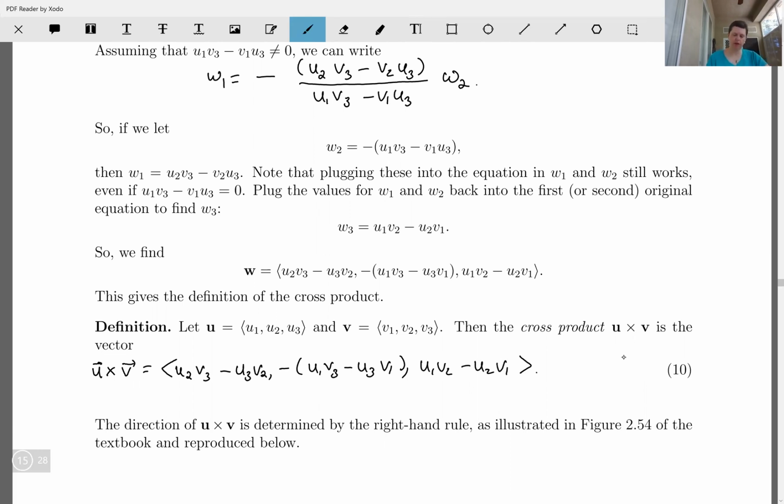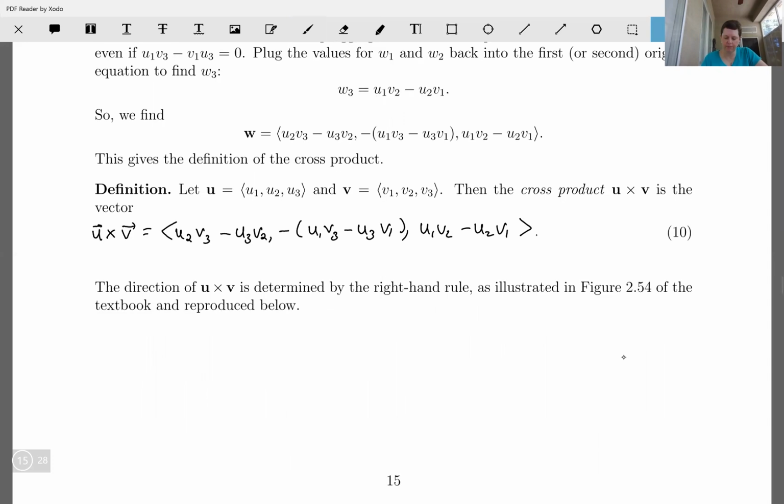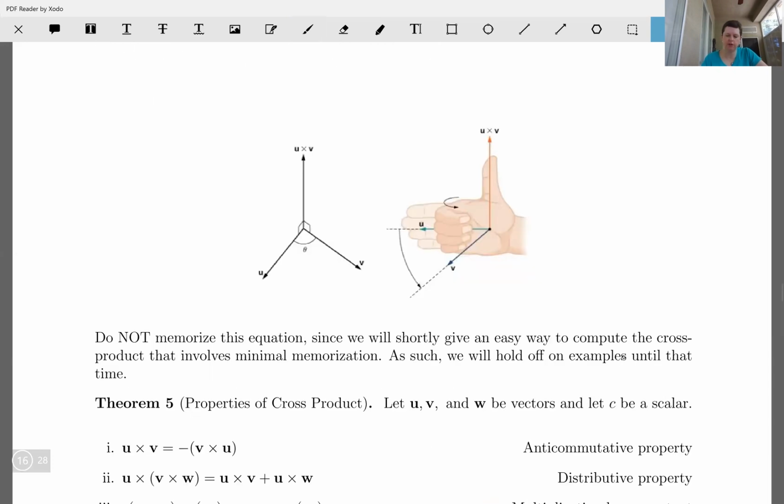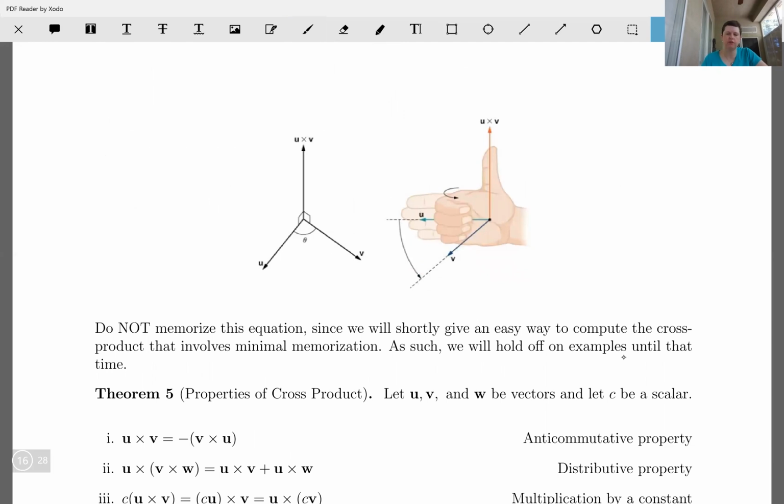And there we go. The direction of the cross product is determined by the right-hand rule. And that's illustrated in figure 2.54 of the textbook, and I reproduced it in the notes conveniently, so while you're listening to the video and looking at the notes, you don't have to go back to the textbook. Again, do not memorize that equation. I have not, I will never, you will not need to.